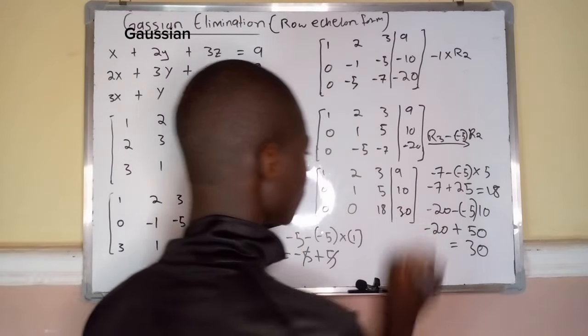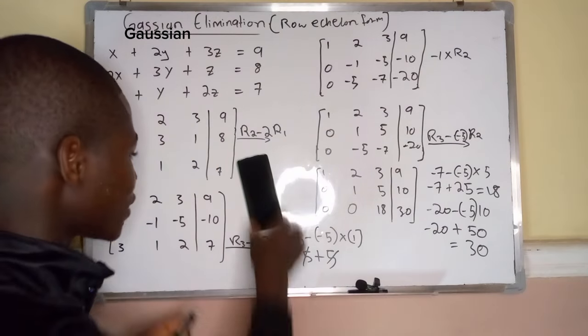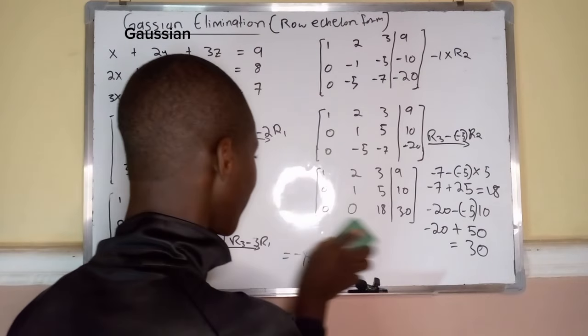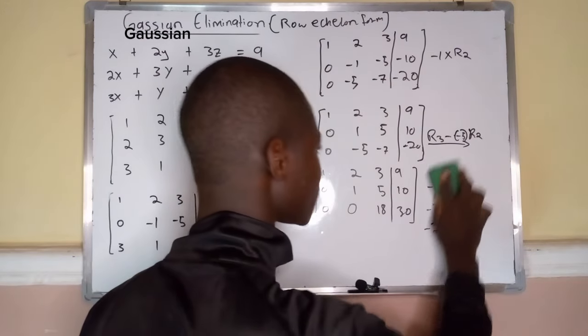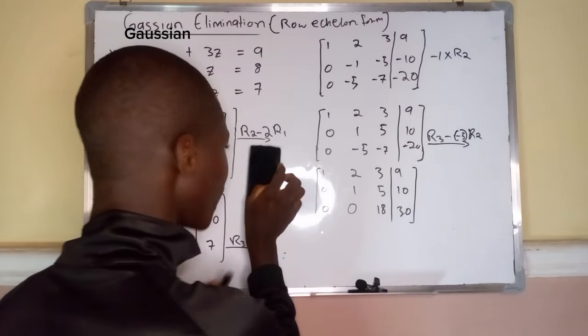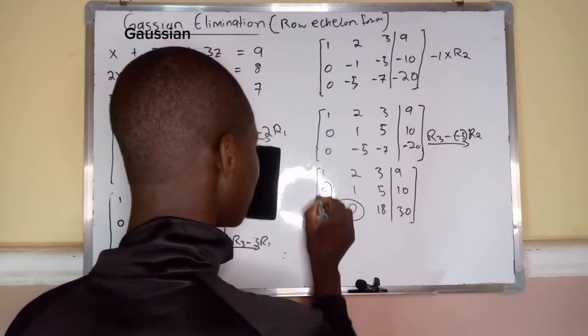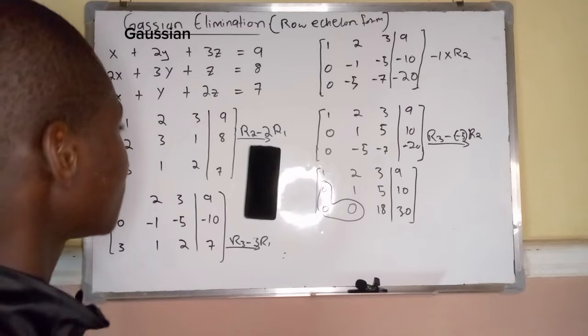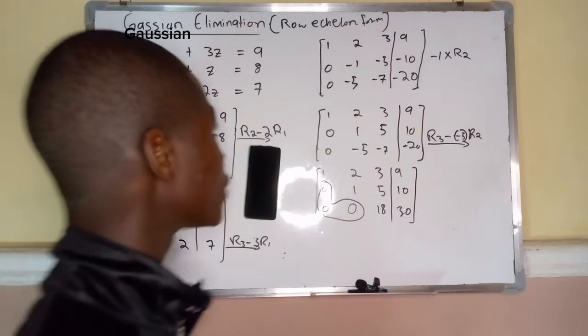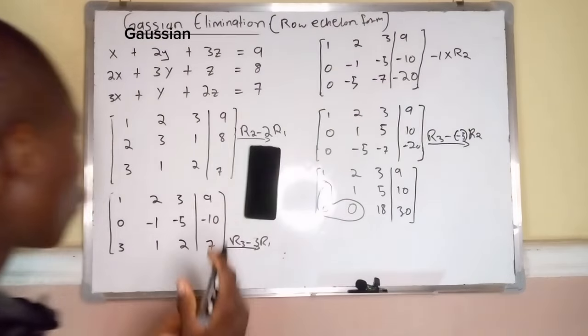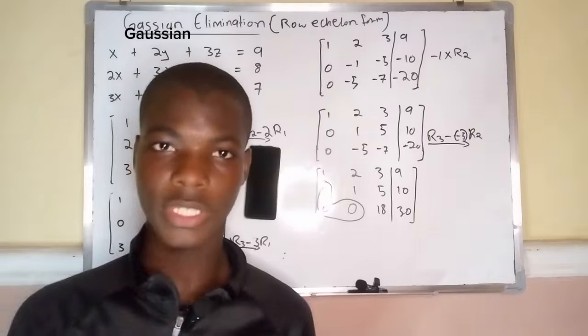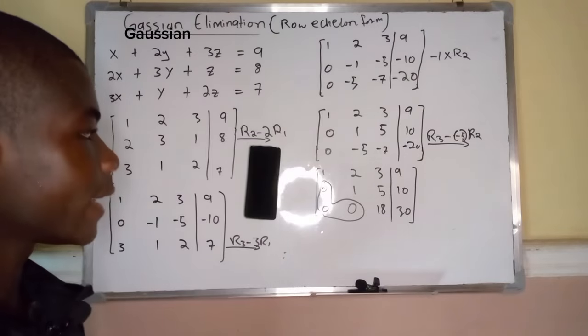So therefore, I'm having 30. As you can see, this is the end of this matrix. I make this 0. This becomes 0. So the next thing to do is to find x, y, and z. So how can I find them?